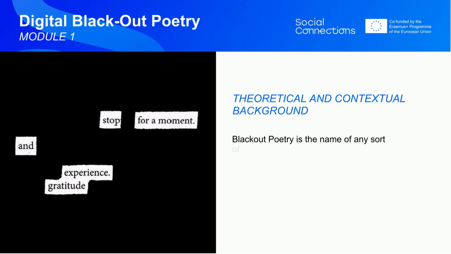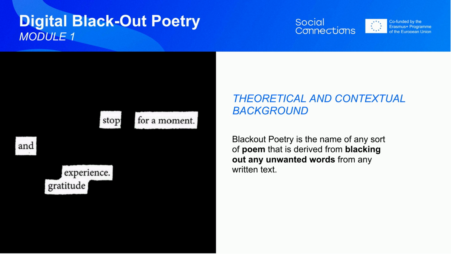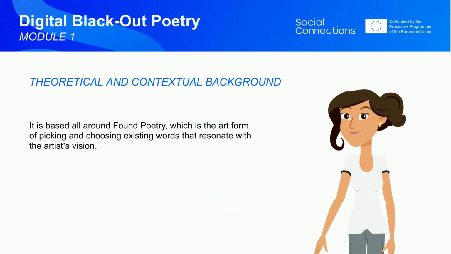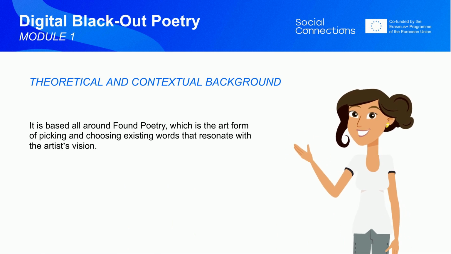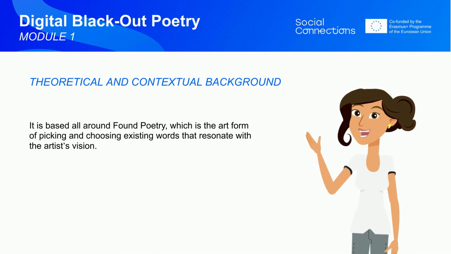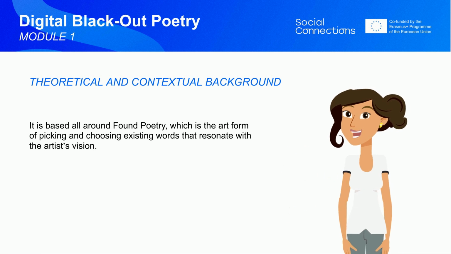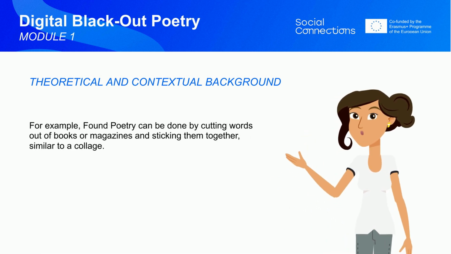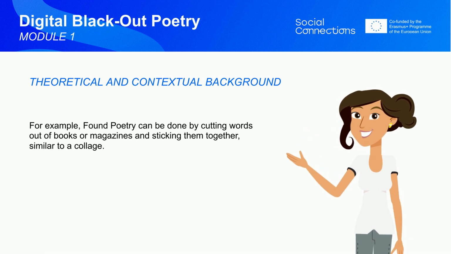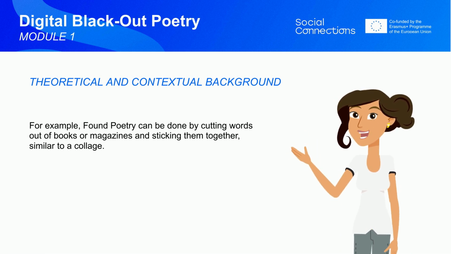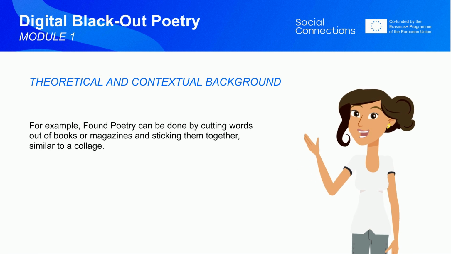Blackout poetry is the name of any sort of poem that is derived from blacking out any unwanted words from any written text. It is based all around found poetry, which is the art form of picking and choosing existing words that resonate with the artist's vision. For example, found poetry can be done by cutting words out of books or magazines and sticking them together, similar to a collage.